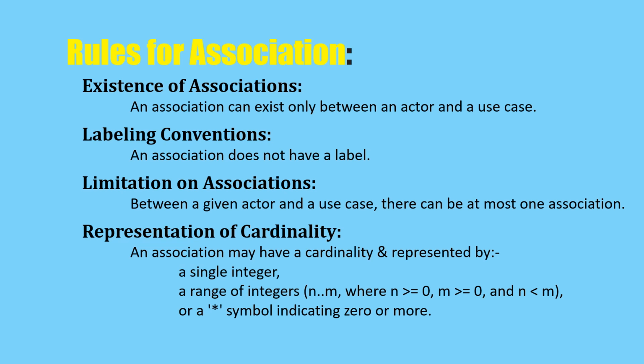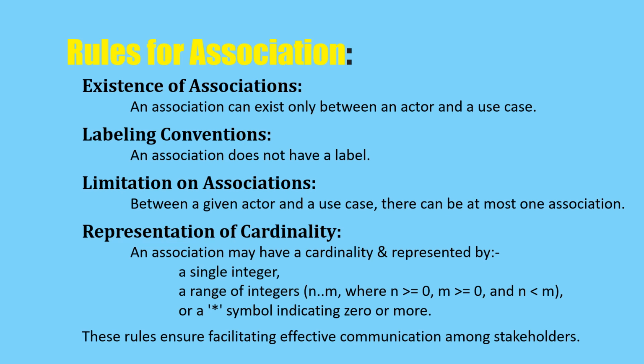Representation of cardinality. An association may have a cardinality which can be included on either end of the association. It is represented by one of the following formats: a single integer, a range of integers, or a symbol indicating 0 or more. These rules ensure coherence and consistency in representing associations within a use case diagram, facilitating effective communication and understanding among stakeholders.